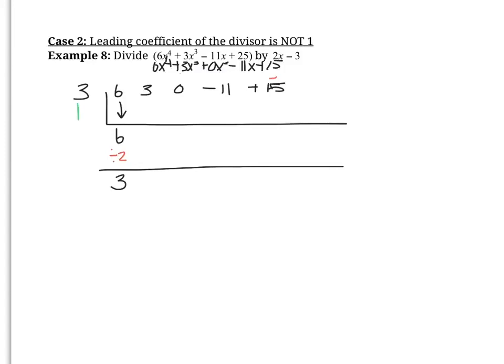So this is the number that we're going to multiply by 3, and then we're going to bring it up here. So 3 times 3 is 9, and again we're going to add. So 9 plus 3 is 12, and then we have to divide by 2 again, and we're going to get 6, and then we continue again. Now we're going to do 3 times 6, bring that answer up here, and we have 18. Add it together, we have 18, divide it by 2, and we have 9.